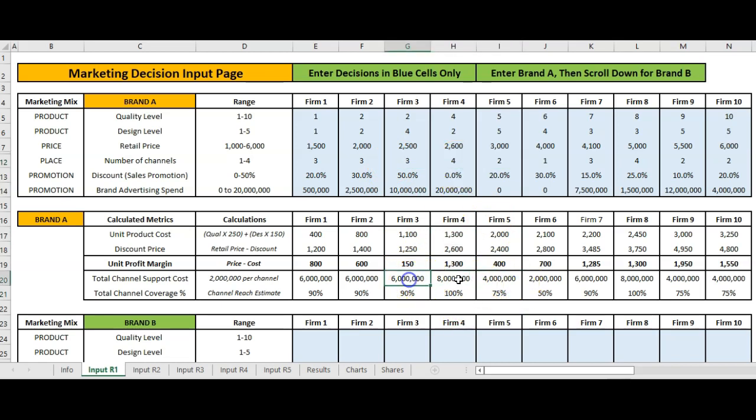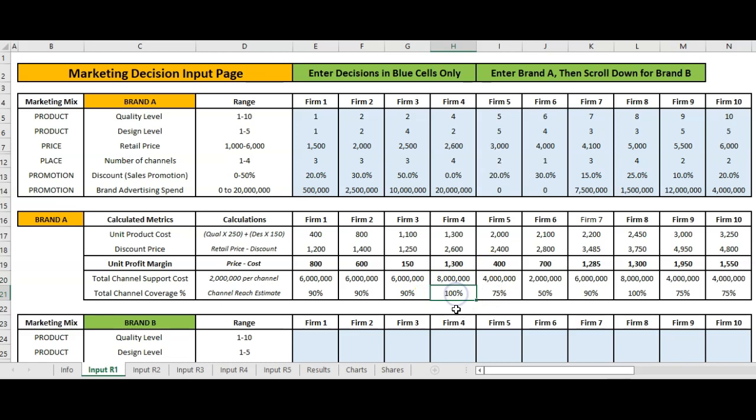And you can see the money is going up by 2 million per channel, and that's obviously on a per brand basis. These brands work independently of each other. There's no relationship between them other than they are competing in the marketplace. So each brand will take sales away from the other if they're positioned or targeted too closely together.